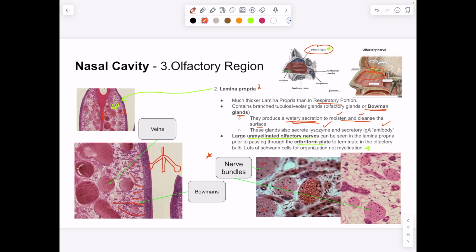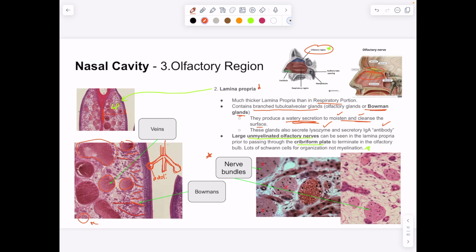Bowman's is a branched tubulo-alveolar gland. So you can see that it's got these little alveoles, not to be confused with the alveoli in the lungs. This just means sort of bulbous. And then we see that it's in fact branched, and then it leads to the surface, right? But here we can see basically parts of Bowman's throughout the lamina propria. We have these huge veins here that kind of washed out.